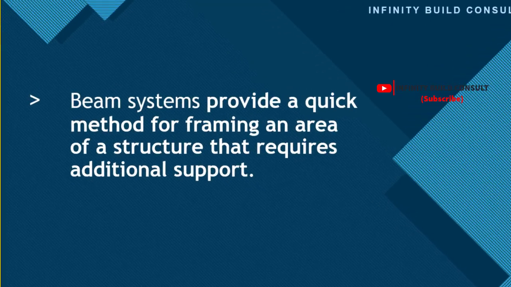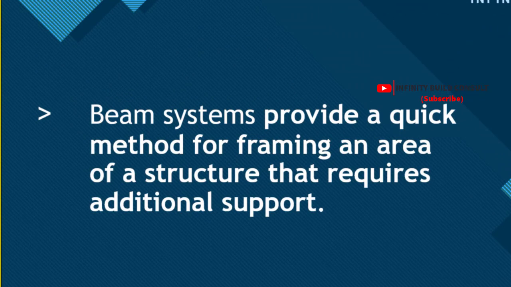A quick method of framing an area of a structure that requires additional support. So the definition of a beam system is to provide a quick method for framing an area of a structure that requires additional support. So a beam system, by their definition, provides a framing structure that also has to be supported.